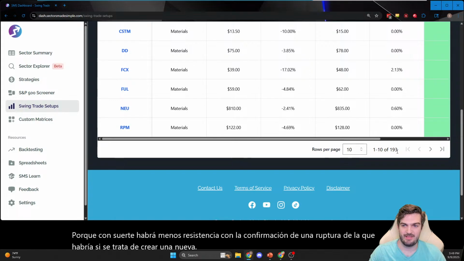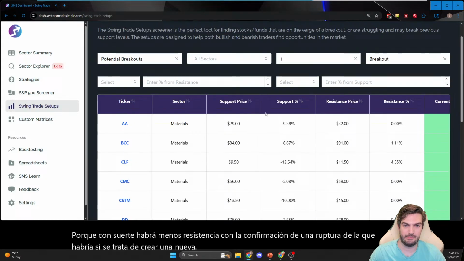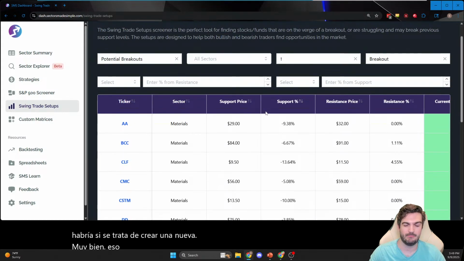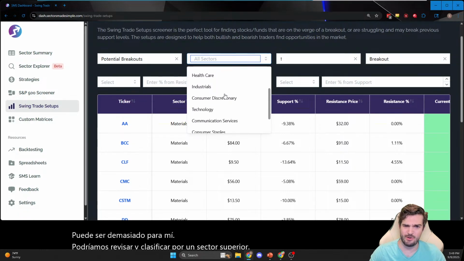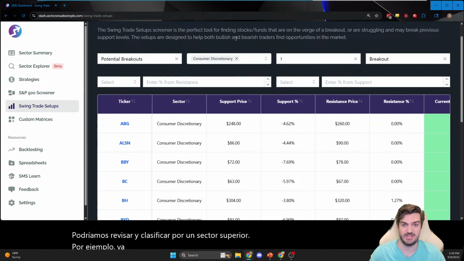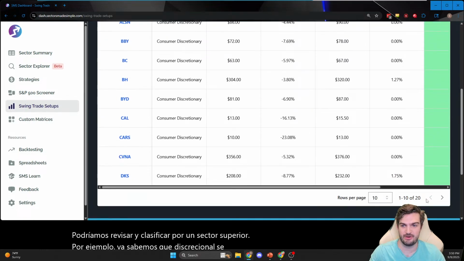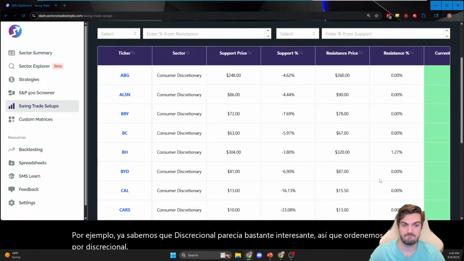Alrighty, that's 193 companies. Oh, might be a little bit too much for me. We could go through and sort by a top sector. For example, we already know that discretionary looked pretty interesting. So let's sort by discretionary. 20. That's better.